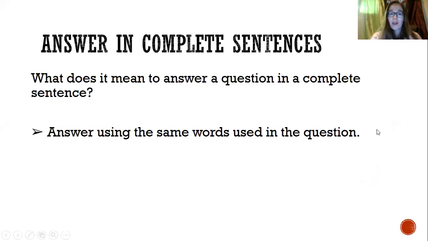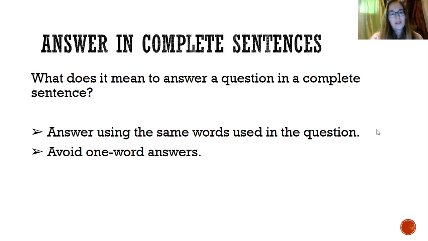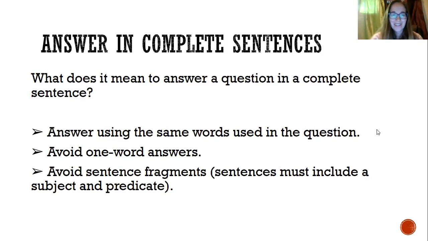It means you answer using many of the same words in the original question. And that might seem redundant, but you have to imagine that the reader doesn't see the question and they should still be able to understand what you're saying. So avoid one-word answers for sure, and avoid sentence fragments, so pieces of a sentence. The sentence needs to include a subject and a verb and the whole thing.